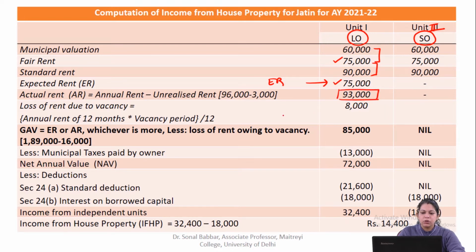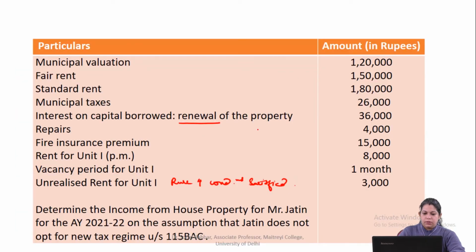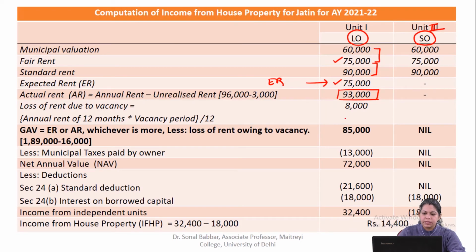And we subtract loss due to vacancy. Loss due to vacancy will be computed with the help of the information given here. It says vacancy period for Unit 1 is 1 month. The rent for 1 month is 8,000. Therefore, 8,000 will be subtracted and GAV for Unit 1, which is a let out unit, will be computed. 93,000 minus 8,000 will give us 85,000 as GAV. Municipal taxes paid by the owner will be subtracted.